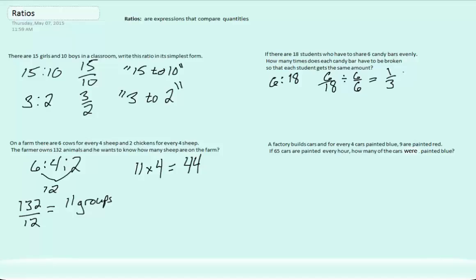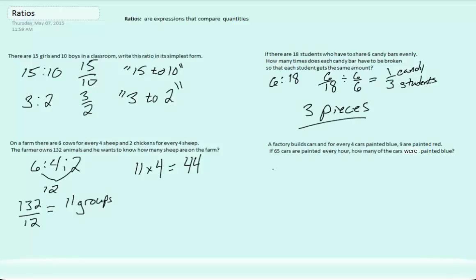Our ratio is 1 candy bar for every 3 students. So if 3 students are sharing 1 candy bar, that must mean that each candy bar has to be broken into 3 pieces. So the answer is 3 pieces.